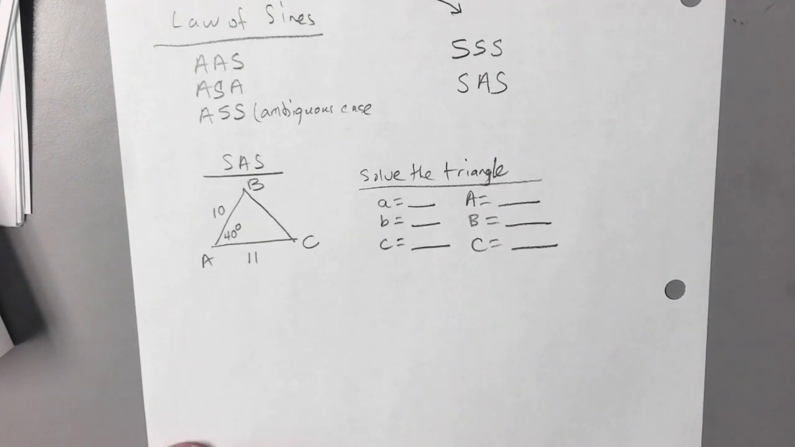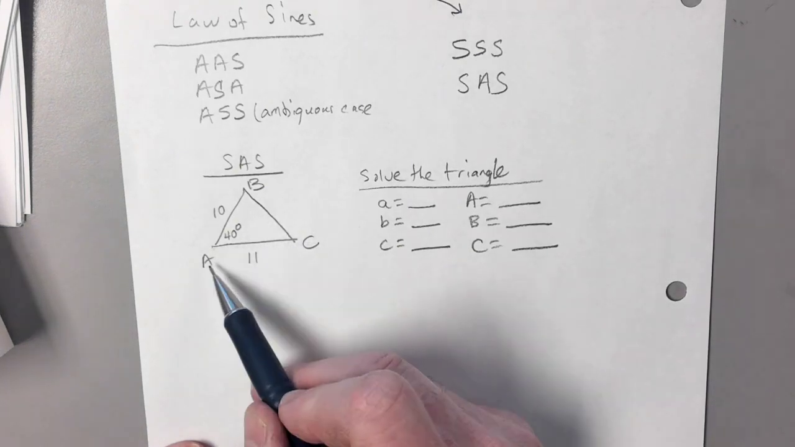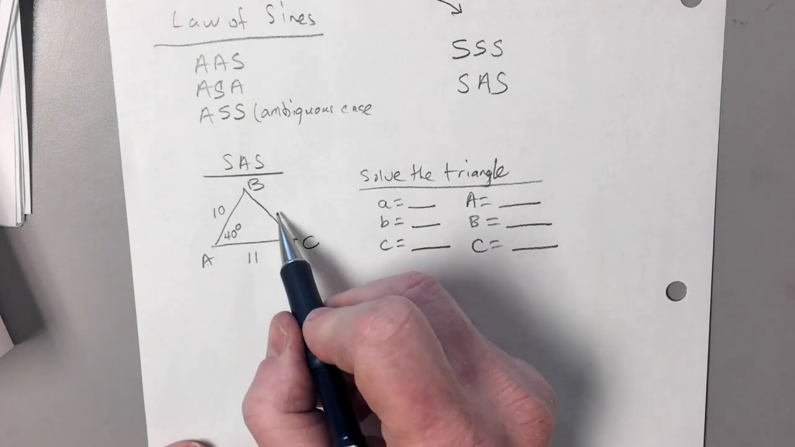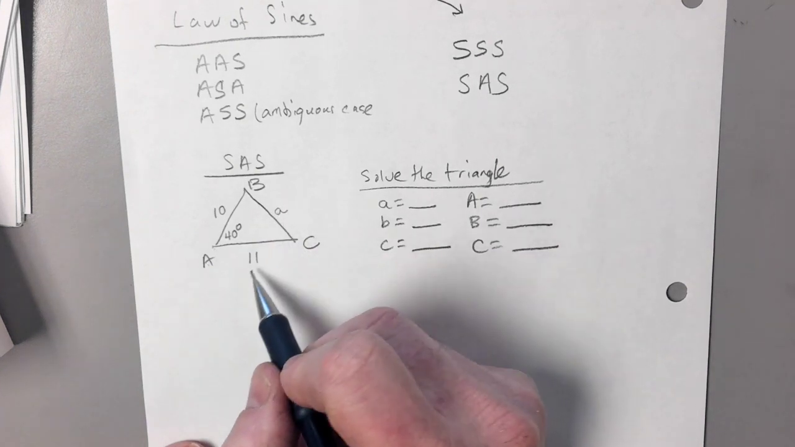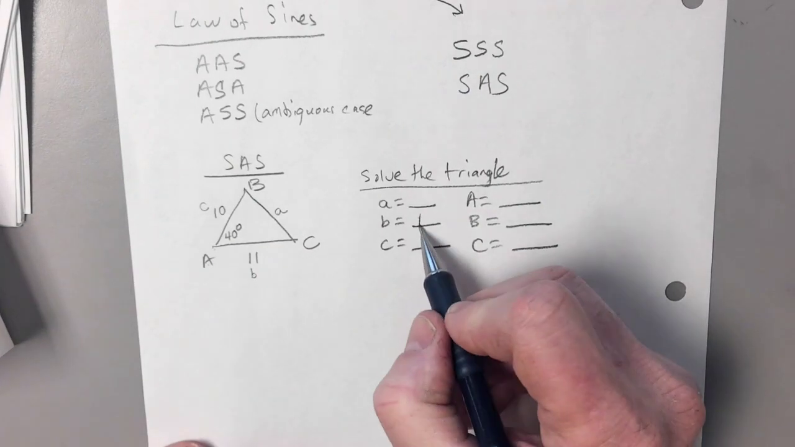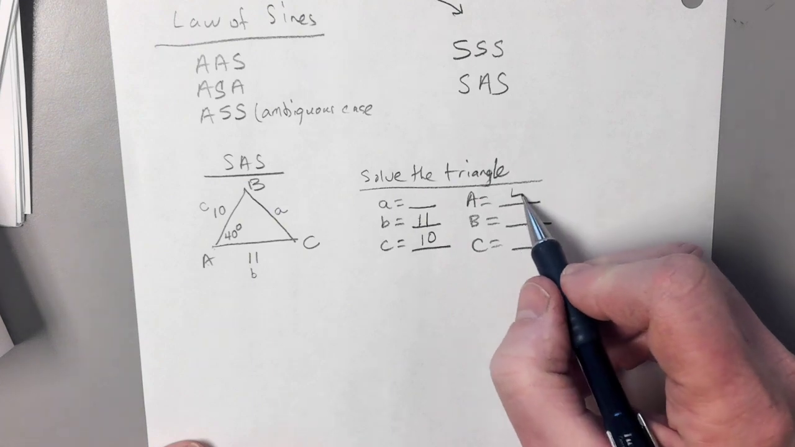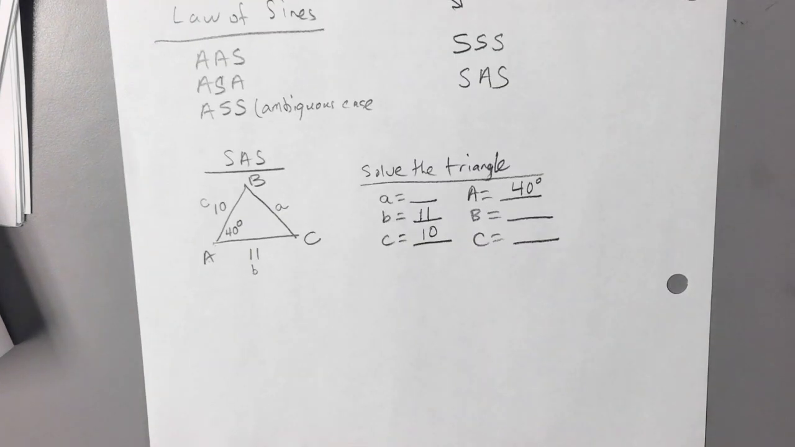So when you do one of these problems, you want to start out by putting in what you know. Remember that in a triangle, the side opposite an angle is the lowercase letter of what the angle is. So this is side A, this is B, and this is C. So I know that B is 11, C is 10, and angle A is 40 degrees.